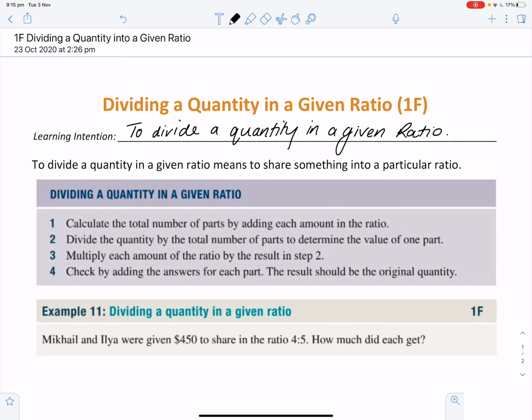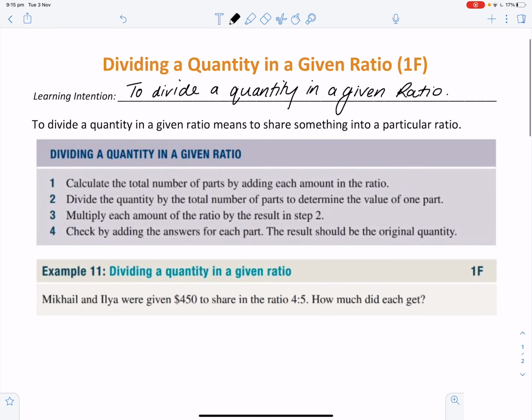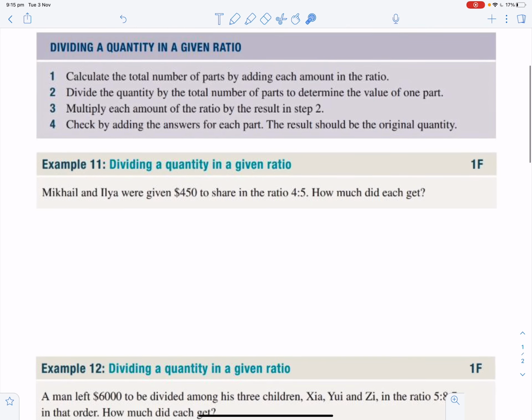They are very straightforward to answer, because you're following the same steps every time. So in this purple box, the steps are explained to you, but I will show you through the examples below. So example 11 says, Mikhail and Ilya were given $450 to share in the ratio 4 to 5. How much did they each get?